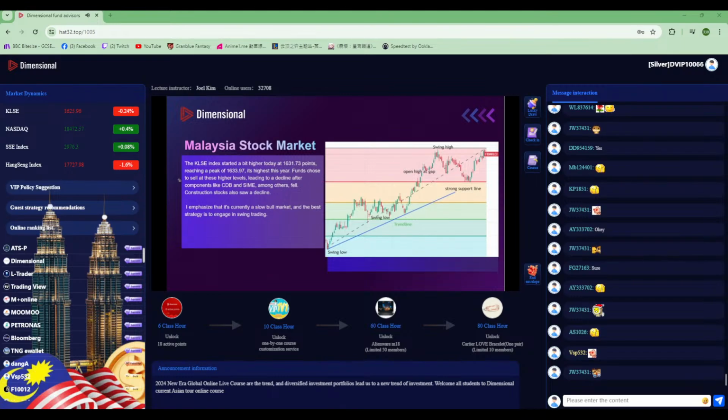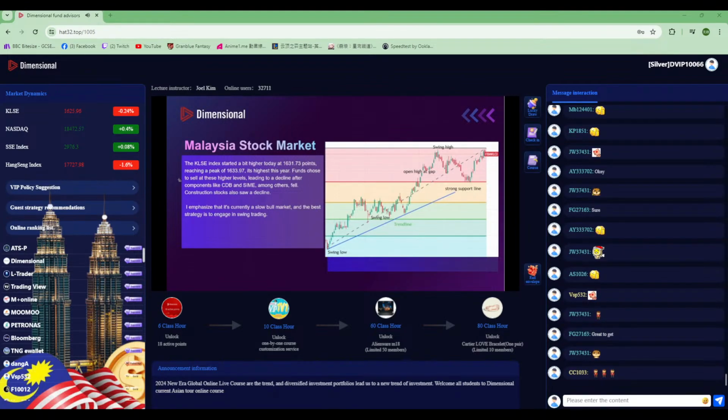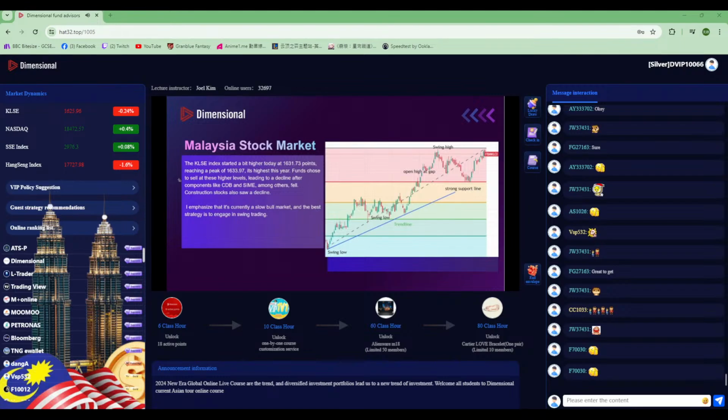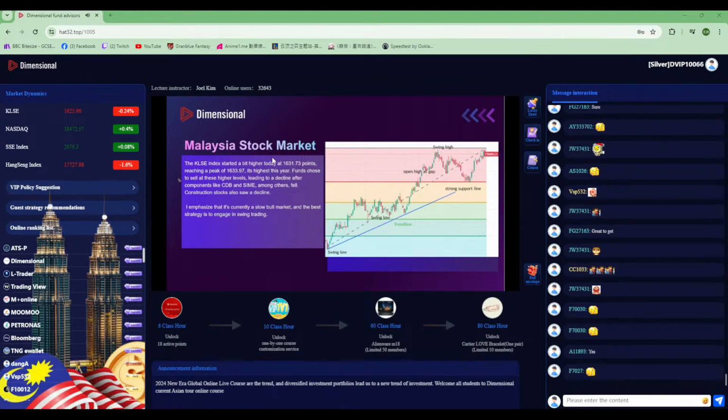I look at it as a positive development. And why do I say this so? Why do I look at it as a positive development? Because I'm optimistic about Malaysia economy and the stock market trend. As I have analyzed before, right? I emphasize that it's currently a slow bull market, which means that the best strategy is to engage in swing trading, right? Because it's going to fluctuate in a slow bull market.